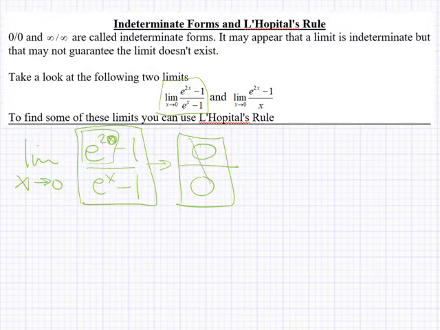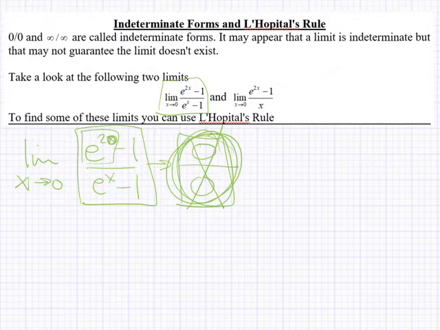And remember, some limits don't exist at all, right? That doesn't necessarily mean that this doesn't exist either. It could exist, it could not exist, it could be equal to 1, it could be equal to 0, it could be equal to 5. That's the whole idea of what indeterminate is. It could be anything. So how are we going to evaluate this limit?